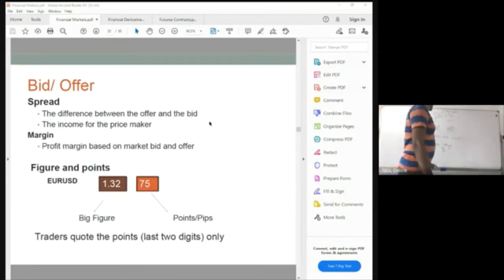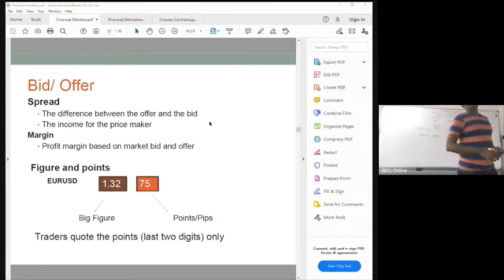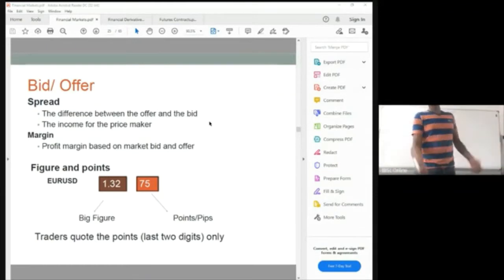Then the spread, right? Offer minus bid is called the spread. It gives you the profit. Spread is the difference between the offer and the bid. It gives the income for the price maker or the market maker. Margin, or the profit margin, is based on the market bid and offer. The difference between the bid and offer gives you the margin.